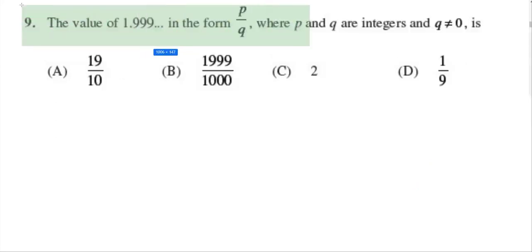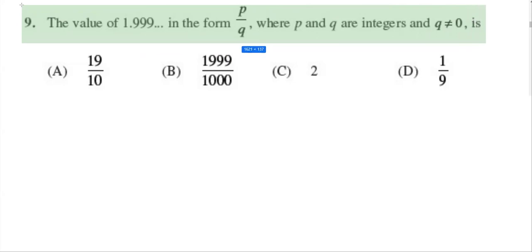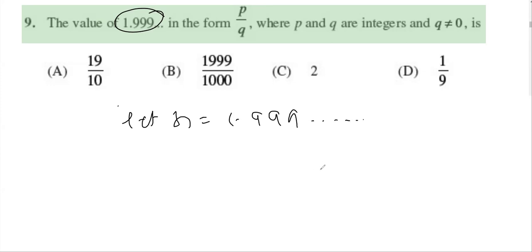We're now on question number 9, where we have to find the value of 1.999 in the form of P by Q, where Q is not equal to 0, and the options given are 19 over 10, 1999 over 1000, 2, or 1 over 9. So you must be knowing how to convert a repeating decimal expansion into the form of P by Q. So first we assume, let x be equal to the number given here, 1.999. We can write any number of 9s over here.